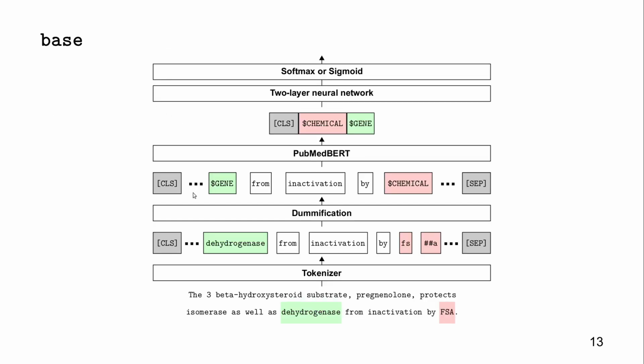In the base approach, the classifier corresponds to a two-layer neural network followed by a softmax or sigmoid activation function for single-label or multi-label predictions. As you see here, the input corresponds to a sentence and a candidate chemical protein pair. It is tokenized and the entities are replaced by dummy tokens, and from PubMedBERT, we use the CLS and the dummy token representations as the input for the two-layer neural network. Regarding the last layer approach, the only difference is that we additionally train the last layer of the transformer model.